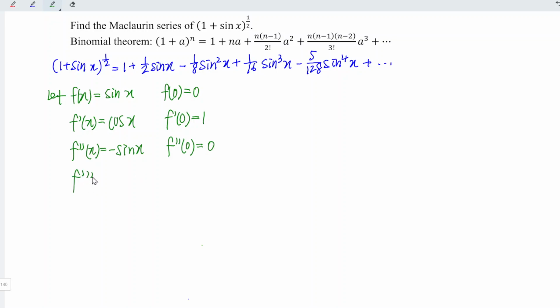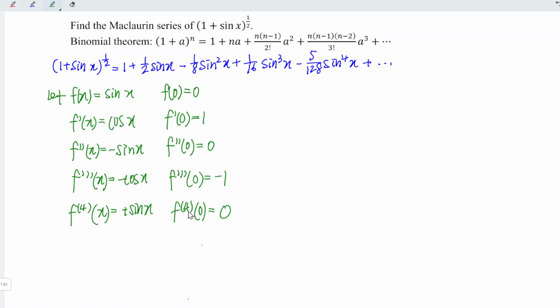We still have to differentiate, since what we need here is to express the function up to x to the power of 4. So we should differentiate until order 4. Differentiating negative sine gives negative cos, so at the point x is equal to 0, we have negative 1. Differentiate for the fourth time. Differentiating negative cos gives positive sine. So at the point x is equal to 0, we have 0.